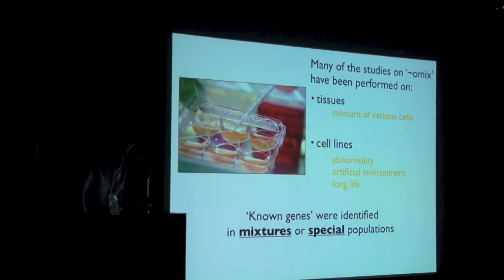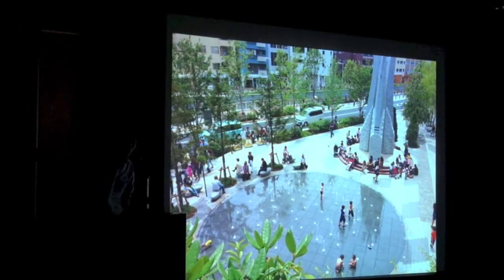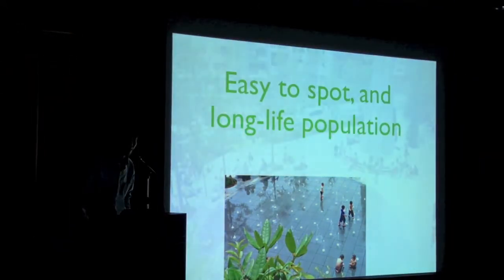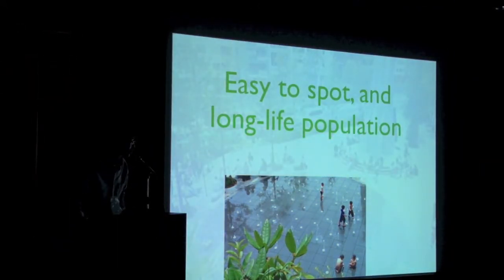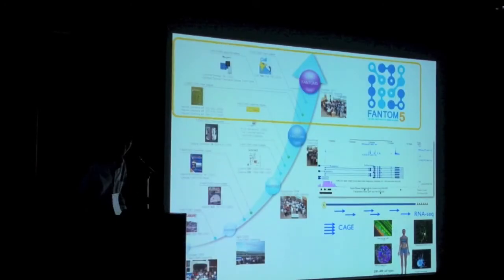Our resources, including many omics data that have been taken already, almost all come from tissues or cell lines. Obviously, tissues are a mixture of various cell types, and cell lines have quite special characteristics. That's why they are easy to spot. This is a photo which I took outside of here, and what is easy to spot is them, but they do not represent all of the Japanese, like medical doctors, professors, biohackers. This special population does not represent the real activity of the human body.